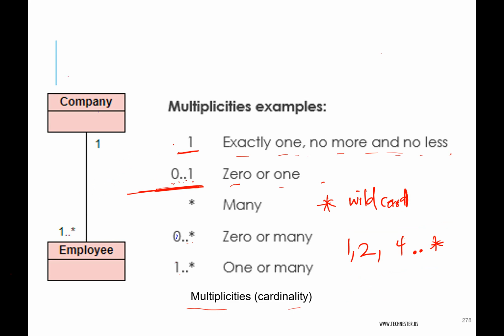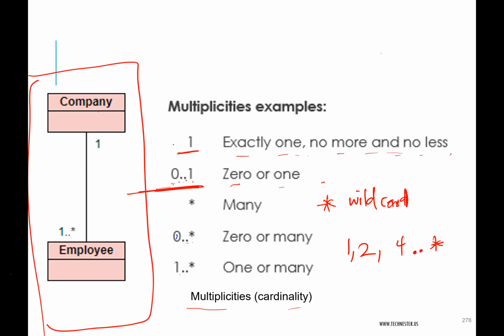Now, this may never be the case in reality, but let's interpret this diagram first. This relationship between these two classes tells you that one company can have one or many employees. One or many employees. So is it possible for this company to have 0 employees? No. Okay, thank you for following. So yeah, it is not possible for this company to have 0 employees because we started from one or many.